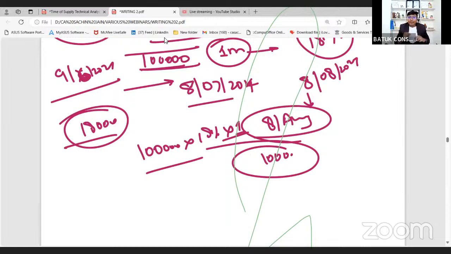In this case, whenever there is any addition, the date of addition will be treated as time of supply. Suppose I made the supply 2 months ago, but today I am receiving a certain amount with interest. In that case, the GST applicable on that interest, as on the date of addition, will be treated as time of supply. So if there is any addition, the date of addition will be treated as time of supply. That is my concept of time of supply. I suppose this is also okay for everyone.